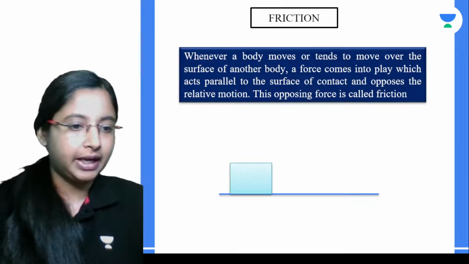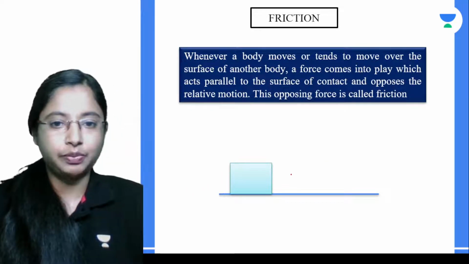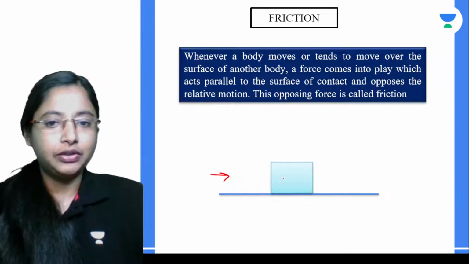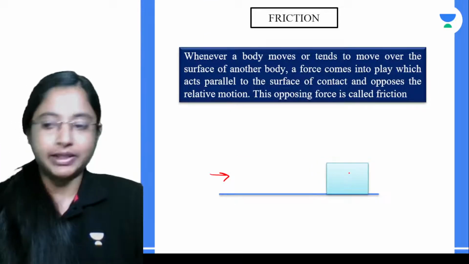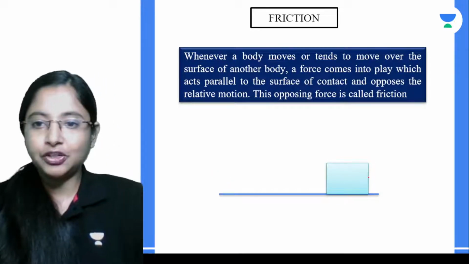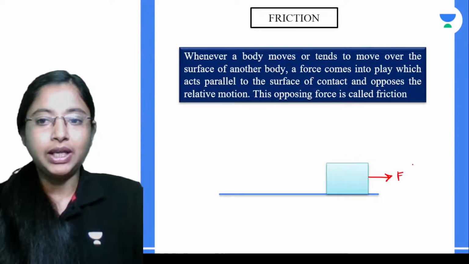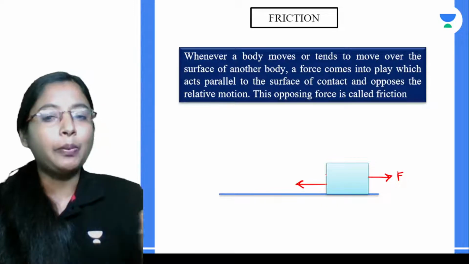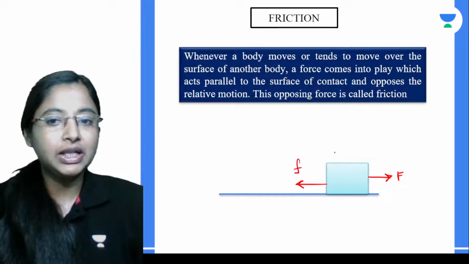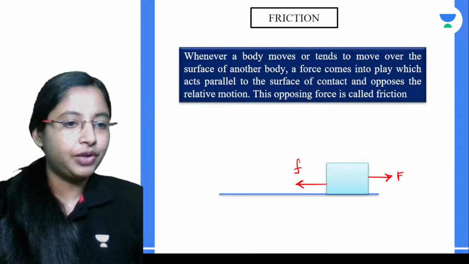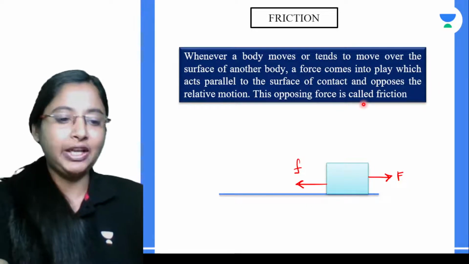Now in this case, let's say I apply a force to this particular block in this direction. The block begins to move, but it comes to rest, which means there is a force. If this is the direction of the applied force, there is a force acting in the opposite direction, which brings this object to rest. This is called the frictional force. Frictional force always acts in the opposite direction.